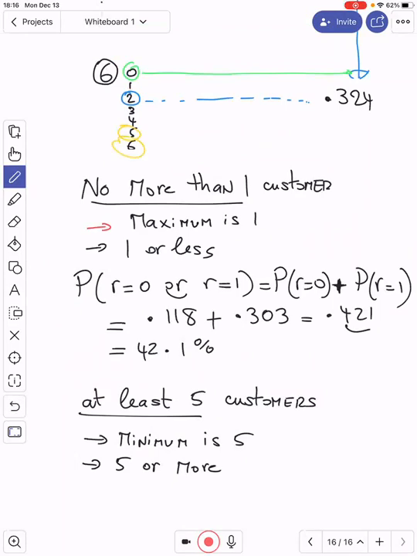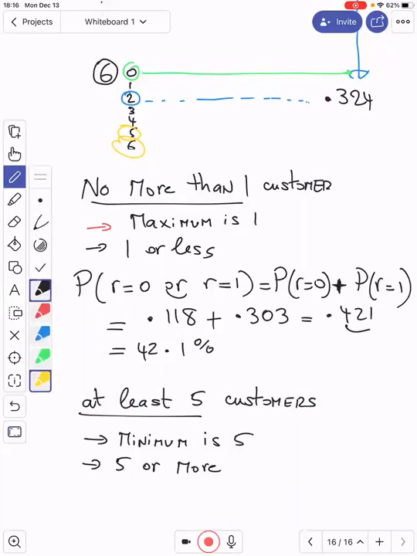I don't know why some of you just take the sum of all possible R here, like R equal to 0 plus R equal to 1 plus R equal to 2, etc. That's not true. So here, at least 5 doesn't mean no more than 5. It's at least 5, so the minimum is 5. So there'll be 5 or 6.